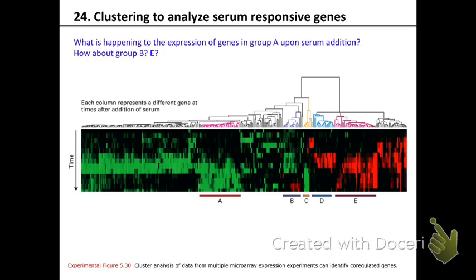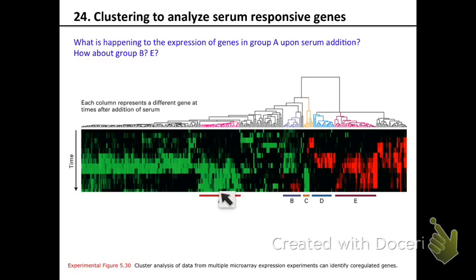So, for example, what's happening to the expression of genes in group A upon serum addition? This group of genes here, that is A, right? So all of these genes here, they are showing a similar response to serum addition. So the serum sample is our sample, and the non-serum added sample is our control.